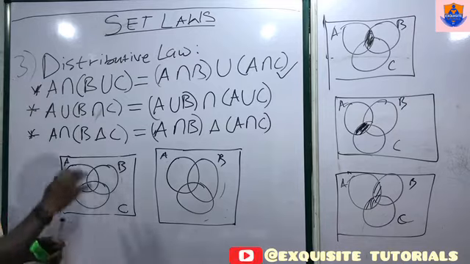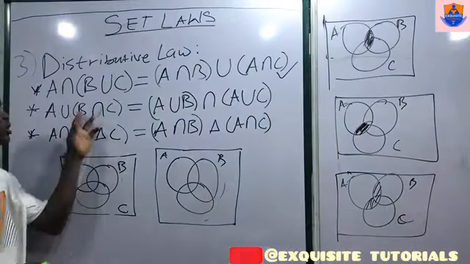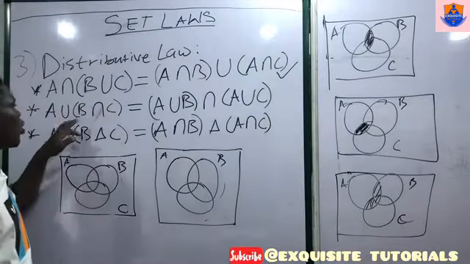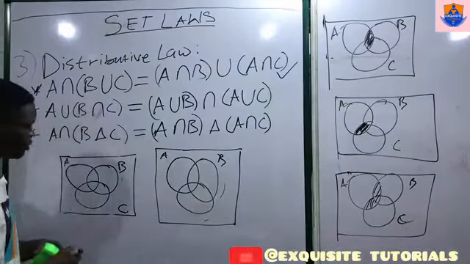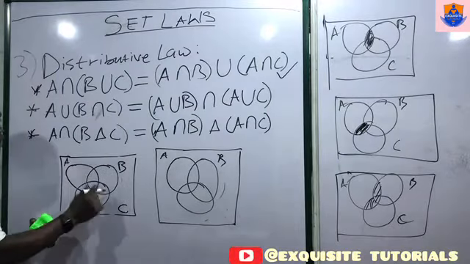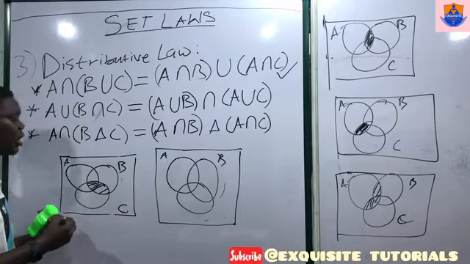So first of all, let's do A union B intersect C. The first thing is to do B intersect C. What will be our B intersect C? The elements that B and C have in common. The elements that B and C have in common are these elements.